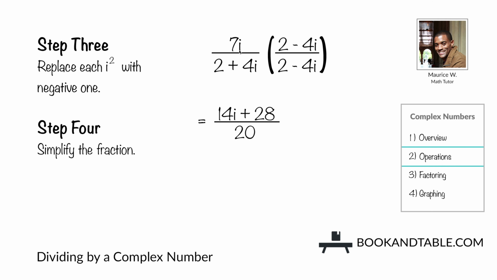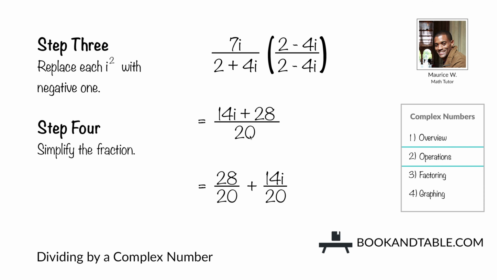So we divided a complex number by a complex number. And once we break this fraction up into two separate fractions, we wind up with a complex number. 28 over 20 is our real number, plus 14i over 20 is our imaginary number. So complex divided by complex gave us a single complex number. And now we can simplify the fraction even further.